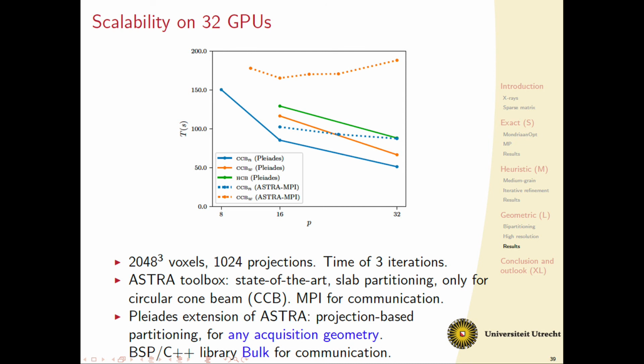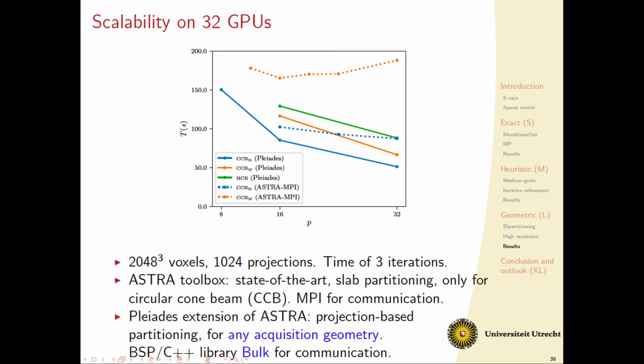So the dotted lines, they are Astra, and you see that for two different narrow and wide cone beams, the wide one doesn't have any scalability, and the narrow one actually also not, once you go beyond 16 GPUs. But on the other hand, the new method, it's called Pleiades, the open star cluster.